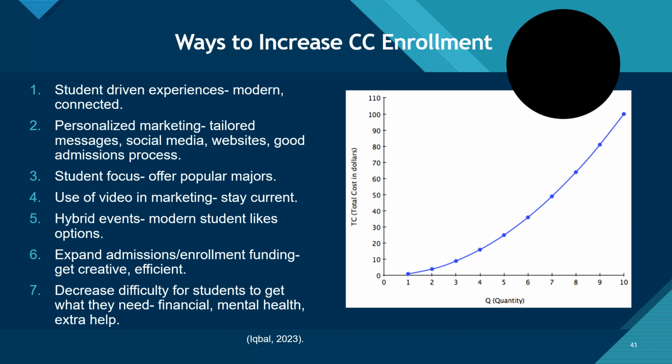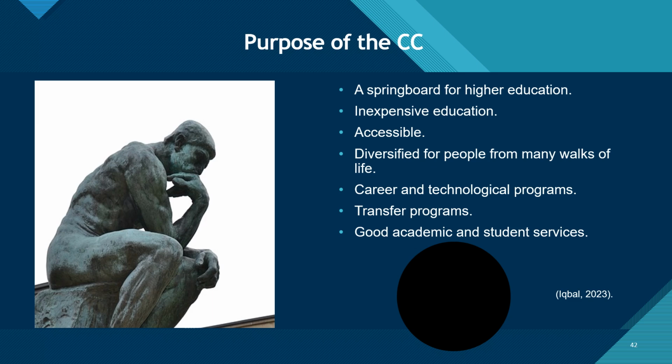Ways to increase student enrollment: we want to increase student-driven experiences and hybrid events, stay current, and decrease difficulty for students to get what they need. And finally, the purpose of the community college is a springboard for higher education. It's inexpensive, it's accessible, diversified for people from many walks of life, with both career and technological programs, transfer programs, and good academic services. Overall, community colleges can be a great stepping stone, both from high school and later in life, to help people increase their training, their education, and their career options.